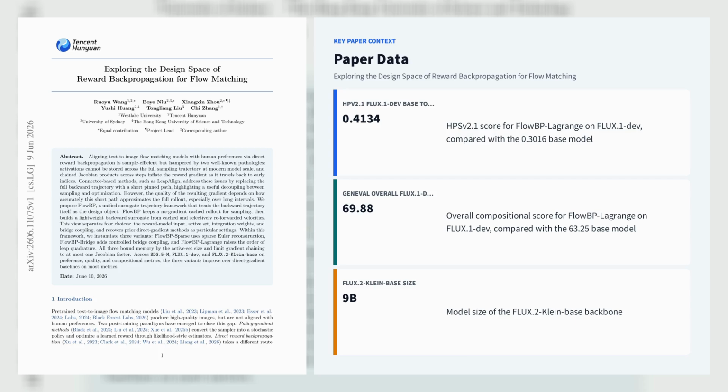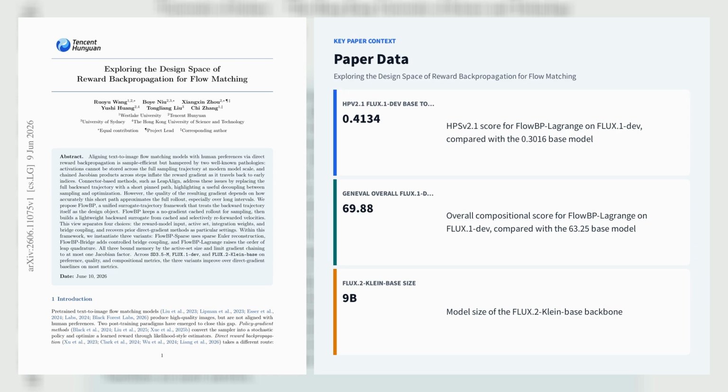Let's explore the second paper, exploring the design space of reward backpropagation for flow matching. This paper from Tencent Hunyuan, Westlake University, and the University of Sydney studies direct reward backpropagation for text-to-image flow matching and identifies 2 failure modes in prior methods. Full trajectory activations are too expensive to store, and multi-step Jacobian chains destabilize gradients.